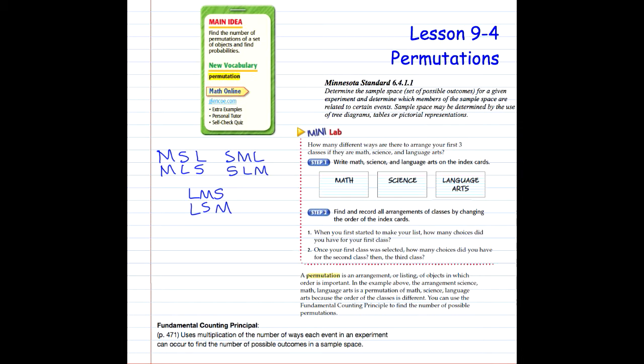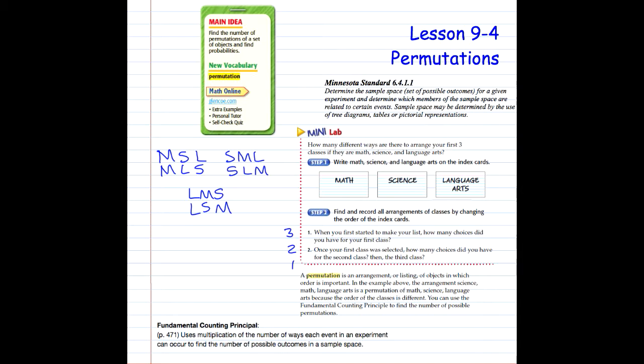When you first started to make your list, how many choices did you have for your first class? Well, obviously I had 3 choices. Once your first class was selected, how many choices did you have for the second? Well, then I had 2 choices for the second and 1 choice for the third.